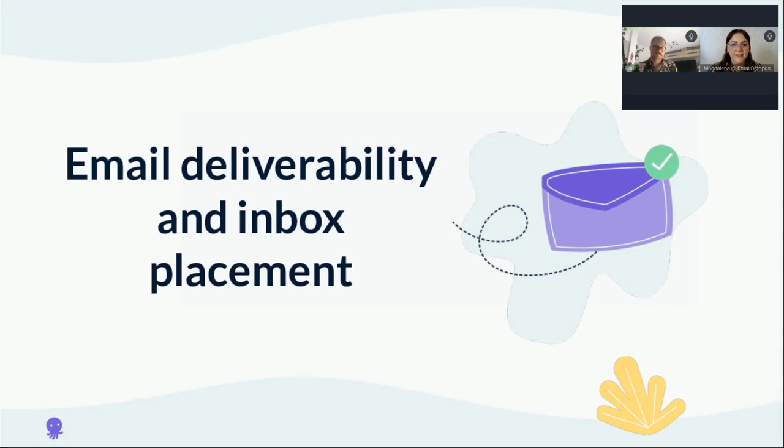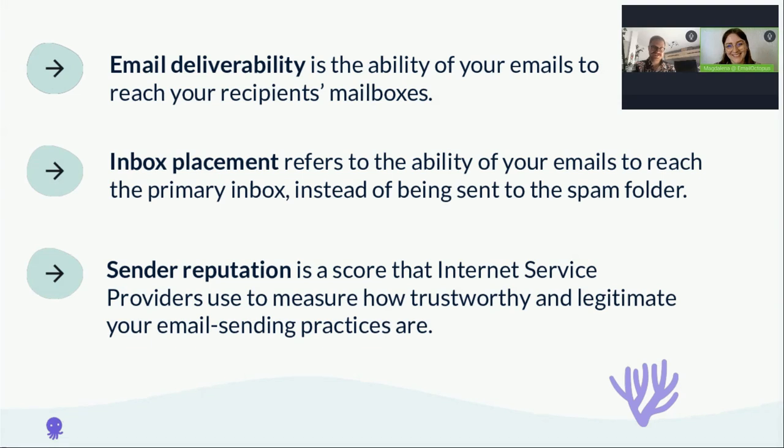So you mentioned earlier that some metrics can suggest issues with deliverability. You see, I can't even pronounce it well. So what is that exactly? Yeah, this word is quite hard to pronounce most of the time. Email deliverability is the ability of your emails to reach your recipients' mailboxes. Another important term and easier to pronounce is inbox placement. It refers to the ability of your emails to reach the primary inbox instead of being sent to the spam folder. These are both very important in email marketing, so make sure they're always on your radar.